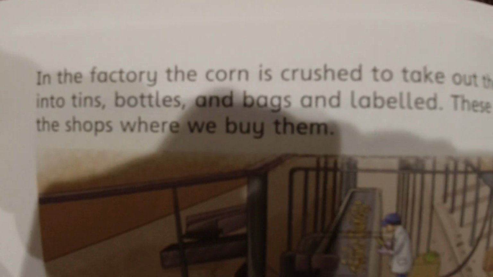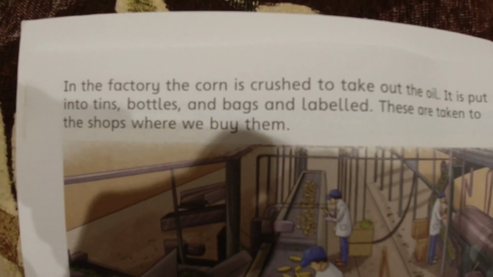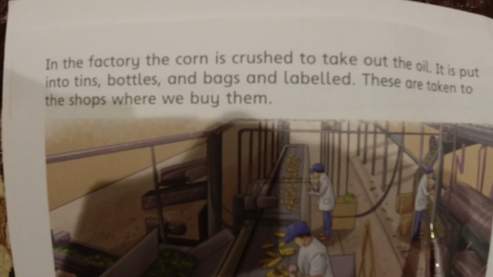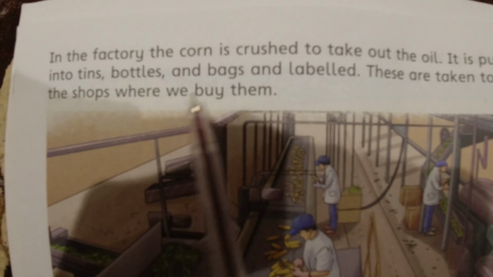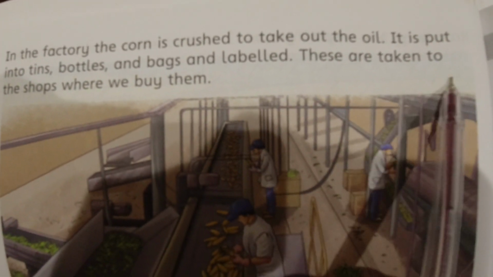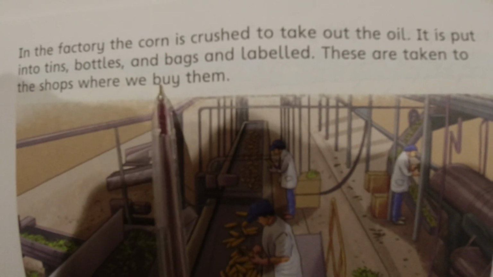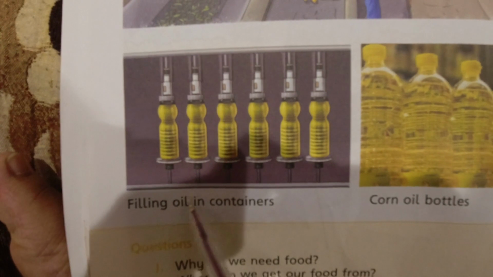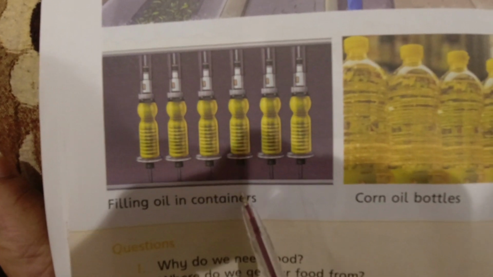In the factory, the corn is crushed to take out the oil. It is put into tins, bottles and bags and labeled. These are taken to the shops where we buy them. Filling oil in containers. Corn oil bottles.